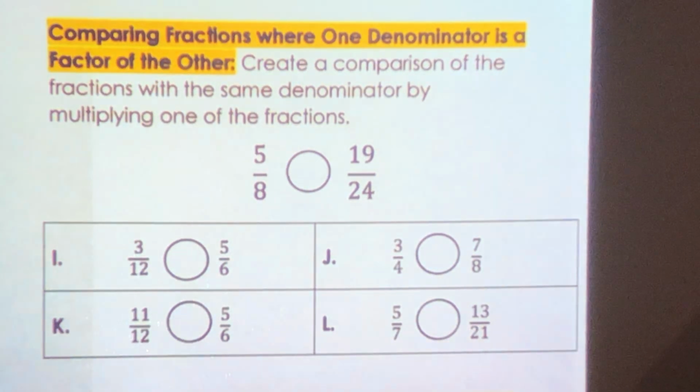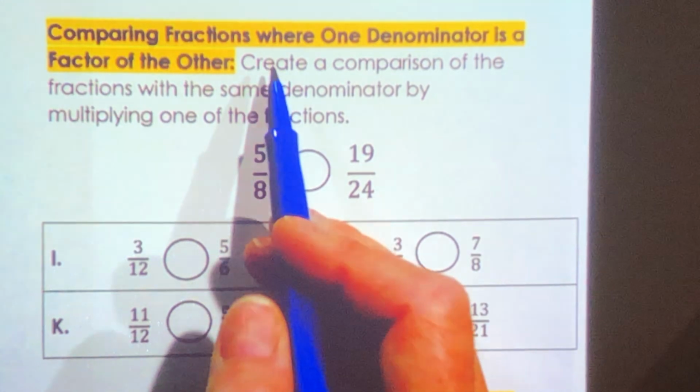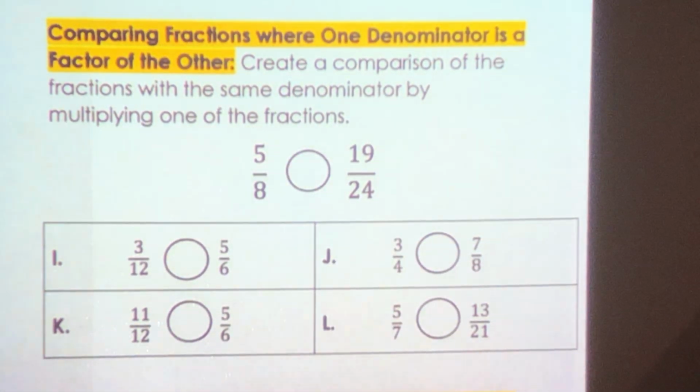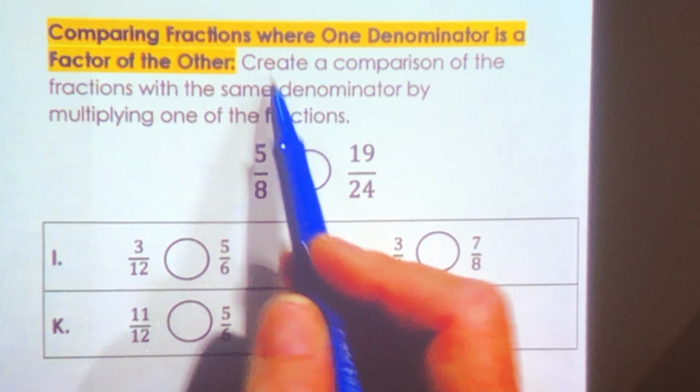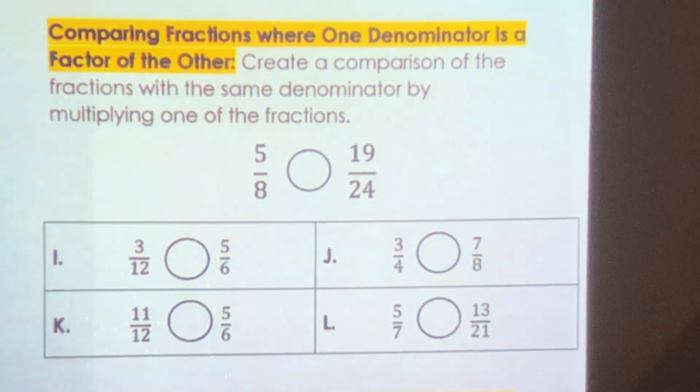So, the first scenario we're going to look at is comparing fractions where one denominator is a factor of the other. And you have to remember that factors are numbers that you multiply together to get a product. So in order to compare fractions where one denominator is a factor of the other, you can create a comparison of the fractions with the same denominator by multiplying one of the fractions. So you might be thinking, what are you talking about, Mrs. Tremblay? It's been a while since we have done this.